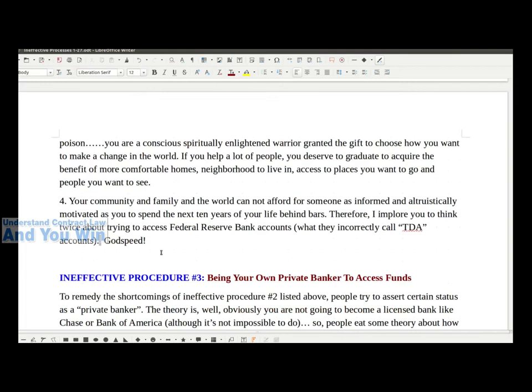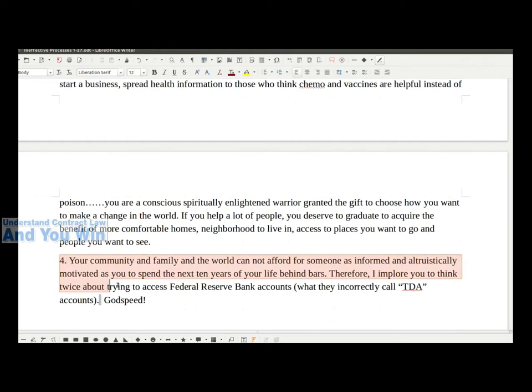Your community and family in the world cannot afford for someone... This is like my bottom line. Even if you disagree, your community and your family and the world cannot afford for somebody as informed and altruistically motivated as you to spend the next 10 years of your life behind prison bars. Therefore, I implore you to really think twice about trying to access the Federal Reserve Bank accounts, quote-unquote, which people are incorrectly calling TDA accounts.